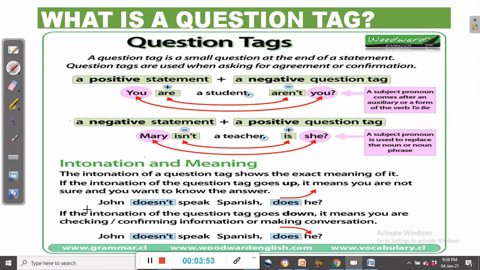If the intonation of the question tag goes down, it means you are checking or confirming information or making conversation. For instance, John doesn't speak Spanish, does he? Alright, so the intonation can determine the level of certainty or uncertainty that the speaker attaches to the statement. Alright, so let's go ahead.